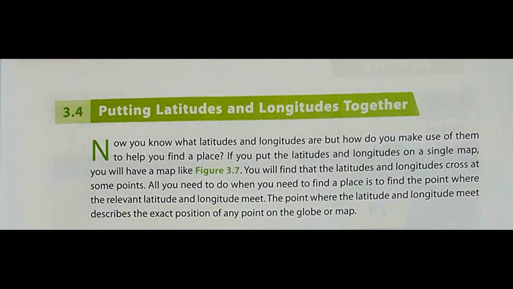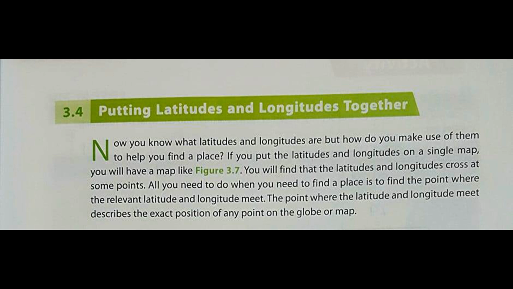So these are the angles. But how do you make use of them to help you find a place? If you put the latitudes and longitudes on a single map, you will have a map like figure 3.7. You will find that the latitudes and longitudes cross at some points. All you need to do when you need to find a place is to find the point where the relevant latitude and longitude meet.